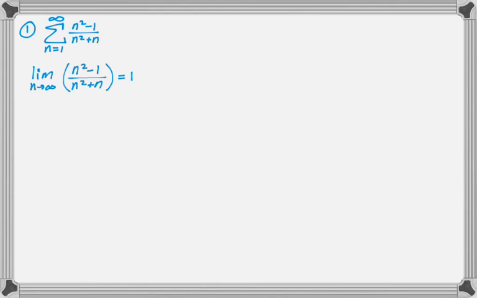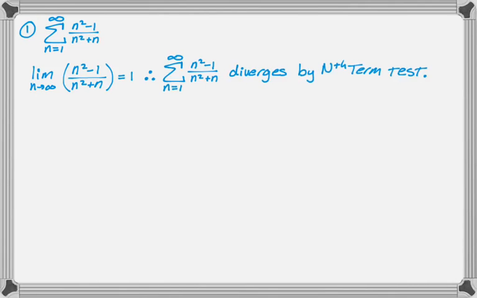And I'm not going to make you watch me write out this whole thing, but this is what I would write. Therefore, the sum from 1 to infinity of n squared minus 1 over n squared plus n diverges by the nth term test. So make sure you're always thinking, is the limit actually equal to 0? Because if it's not 0, we definitely know this thing doesn't converge.